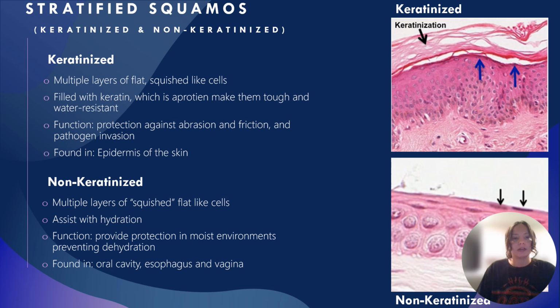The function of these types of tissues is to provide protection against abrasion and friction, and also provide protection against any pathogen invasion. It can be found in the epidermis of the skin. Going on to the non-keratinized ones, these are also multiple layers of squish-like cells. They assist in hydration. The function is to provide protection in moist environments, preventing dehydration. It can be found in the oral cavity, esophagus, and even the vagina within women.